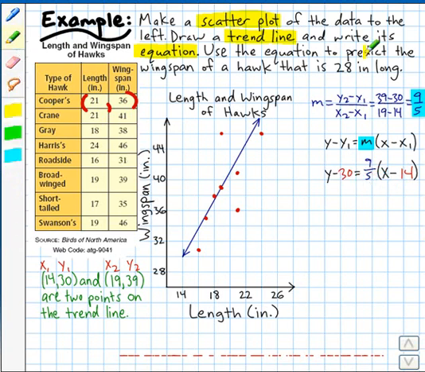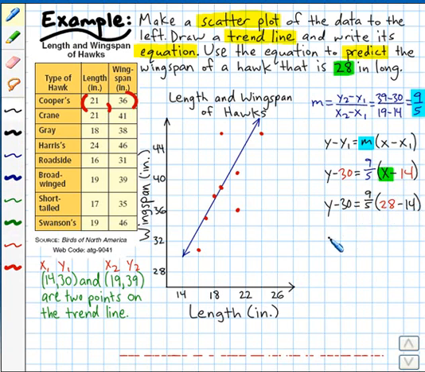Now we're ready to make our prediction. We want to predict the wingspan of a hawk that is 28 inches long. So that means we need to substitute 28 into the equation for x and then solve for y. So we'll have y minus 30 equals 9/5 times the quantity 28 minus 14.